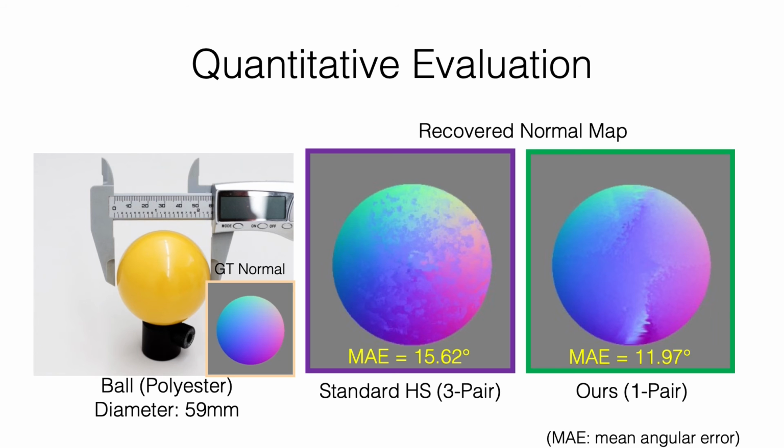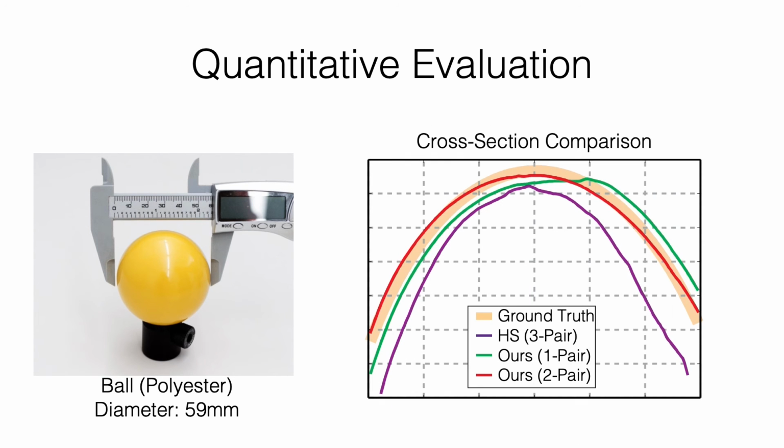Our 1 pair result has large errors at oblique polarization angles because the polarimetric constraint becomes unstable at these places. However, the mean angular error is still smaller than the standard Helmholtz Stereopsis with 3 pairs. Our 2 pair result is highly accurate. Here we show the cross-section comparison of recovered surface profiles. You can see that both our 1-pair and 2-pair results are closer to the ground truth than the standard approach.